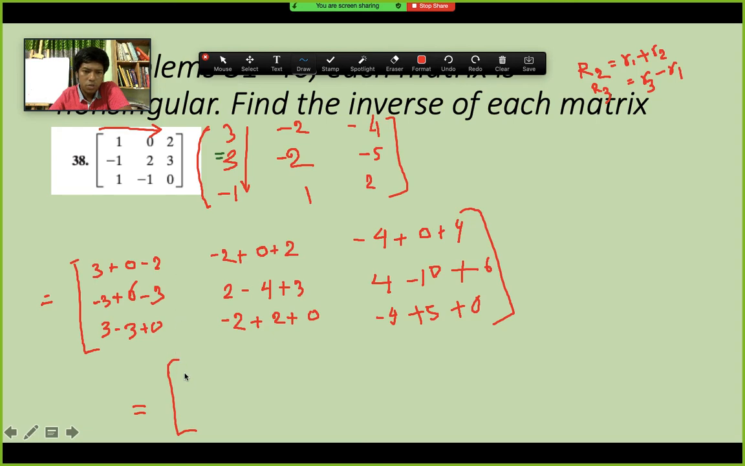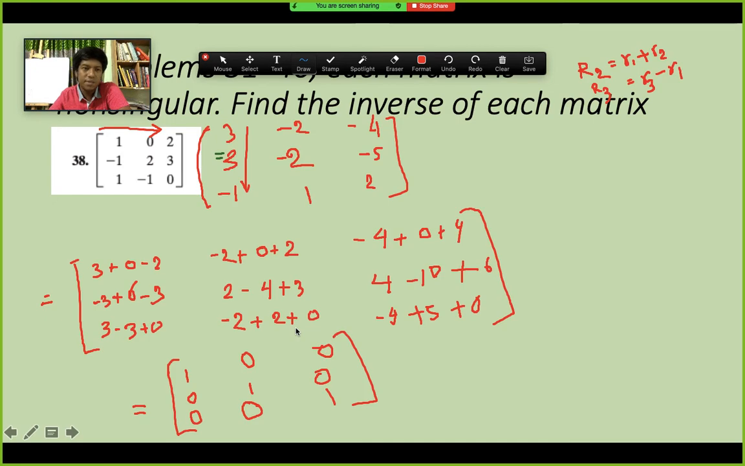So 3 minus 2 means 1, this minus 2 plus 2 is 0, minus 4 plus 4 is 0, this is 6, minus 3 minus 6, so ultimately 0, minus 4 and 5, so ultimately 1, then 4, 6, minus 10, so ultimately it is 0, then 3 minus 3 equal to 0, minus 2 minus 2 equal to 0, minus 4 plus 5 equals 1. Okay, so this way we can actually prove if our answer is correct or not.